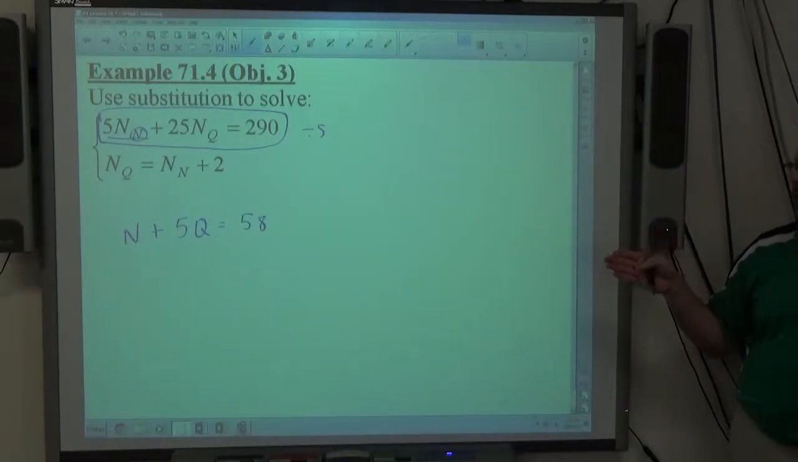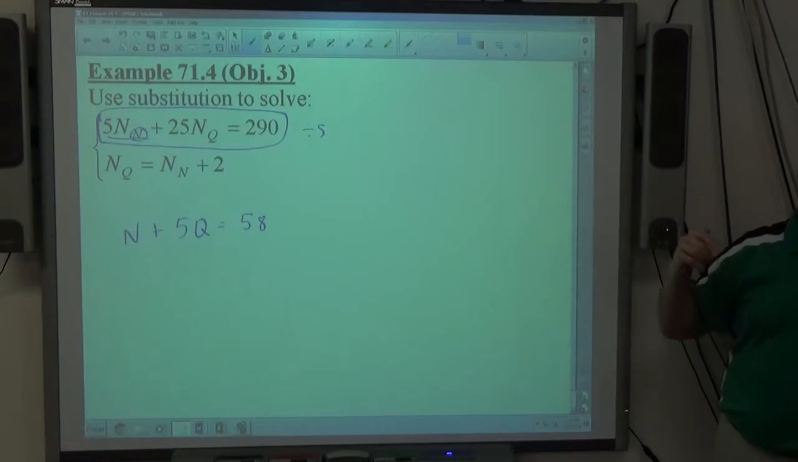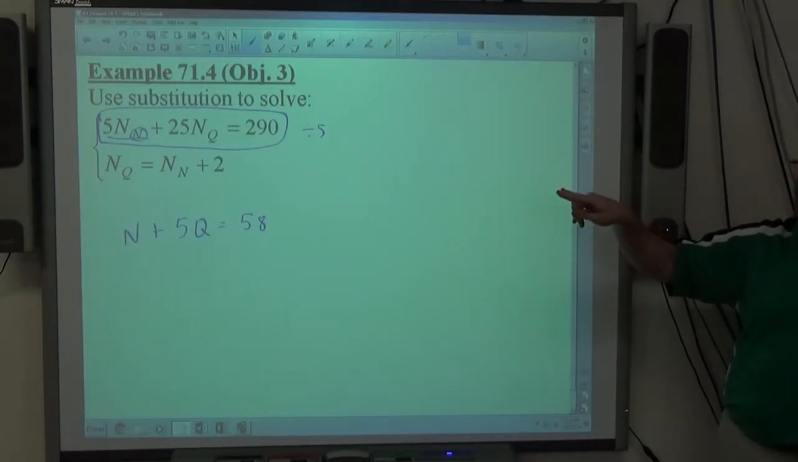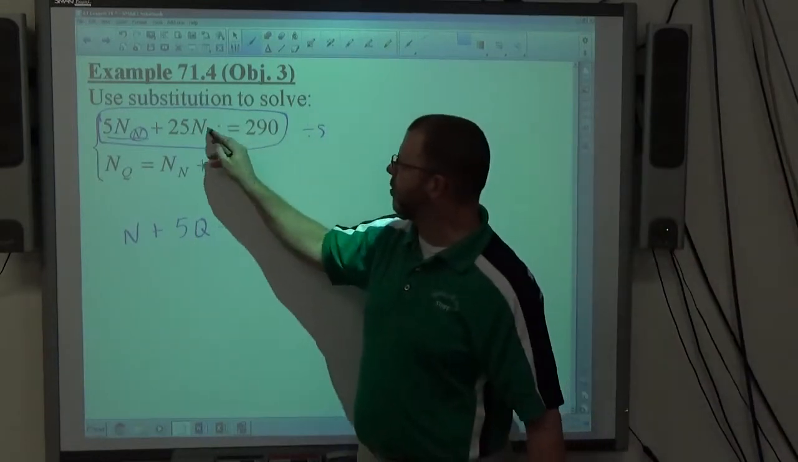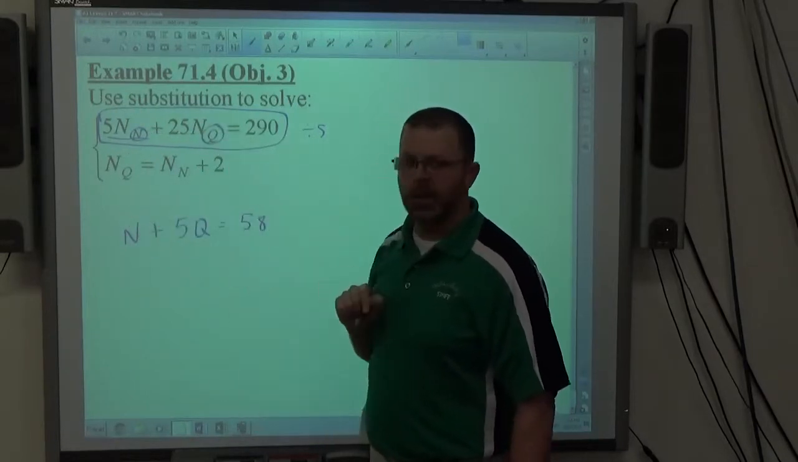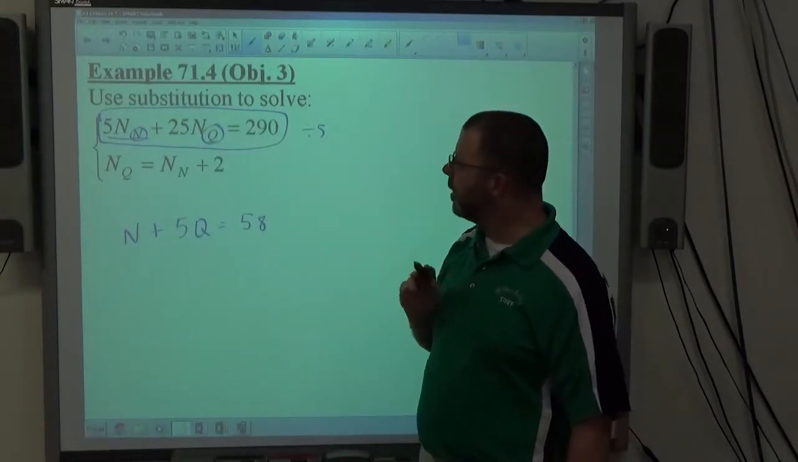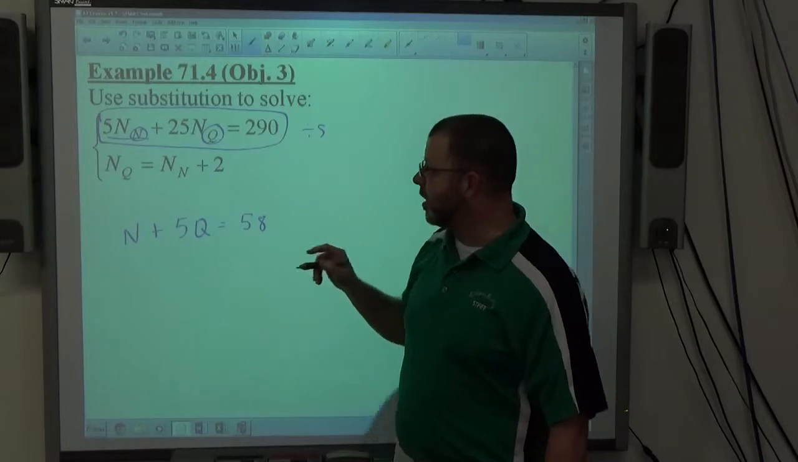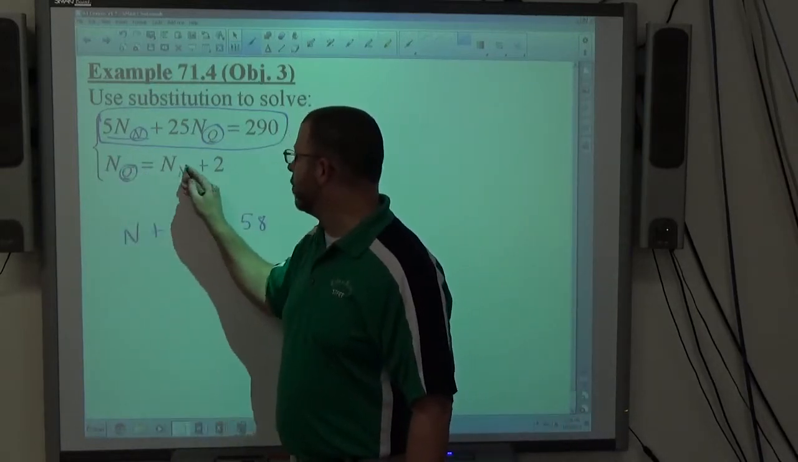So the equation I've written in blue there is equivalent to the one I've got circled in blue. I just divided everything by 5 and used the subscripts themselves as the variables as opposed to n sub n and n sub q. The bottom equation I'm going to keep as is, but again I'm going to write it as q equals n plus 2.